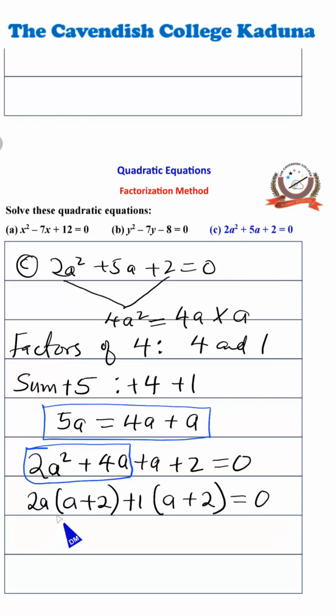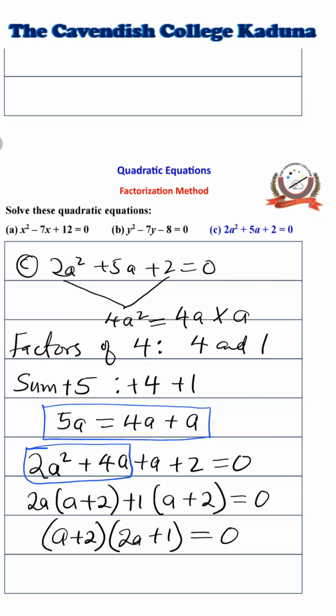At this point, we discover that what we have inside the brackets are equal. So we pick a plus 2. What do we have outside the first bracket? 2a. Outside the second bracket is plus 1, is equal to 0. So at this point, we have factorized. We then solve it as usual: a plus 2 is equal to 0, or 2a plus 1 is equal to 0.